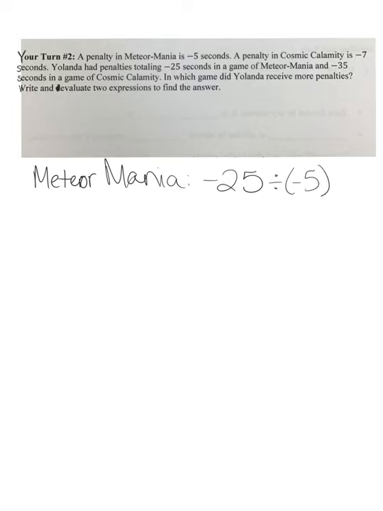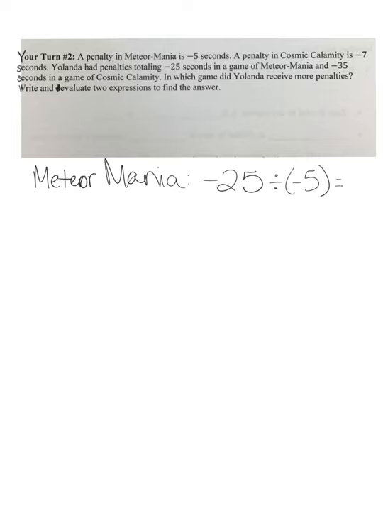So for Meteor Mania, she lost a total of 25 seconds. And she lost 5 seconds every penalty. So we're going to take negative 25 divided by negative 5, the total number of seconds she lost divided by the number of seconds she loses in one penalty, and that's going to tell us how many penalties she had.